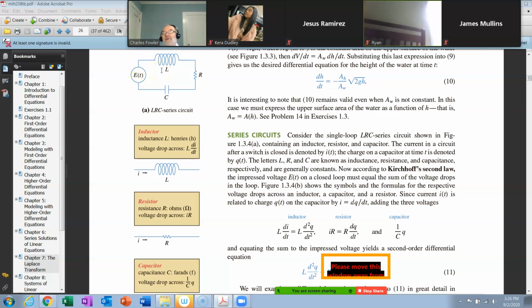Your L is retarding the change. I think I've said it right. R is in real time with the change, and C, maybe L is leading it and C is lagging it one way or another, but every one of those stands for a differential. You can represent it with a derivative or a differential equation.